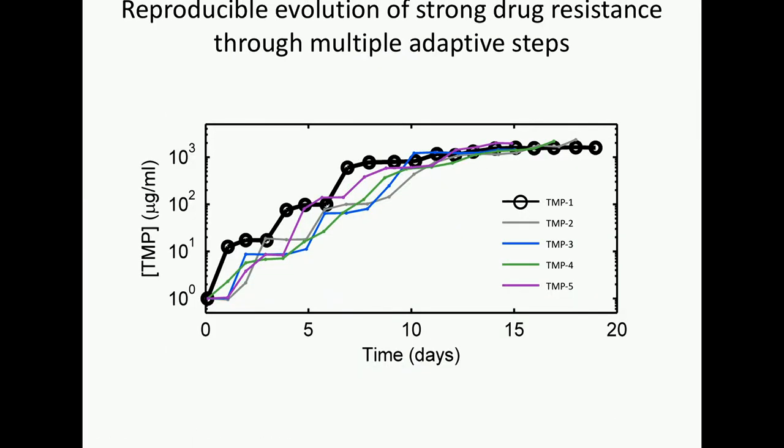So when we take bacteria and put them into these devices, we see really a fairly dramatic increase in antibiotic resistance. In this particular case that I'm showing you, which is evolution to trimethoprim, a dihydrofolate reductase inhibitor, we see some 1,000-fold increase in resistance in the MIC, the minimal inhibitory concentration.